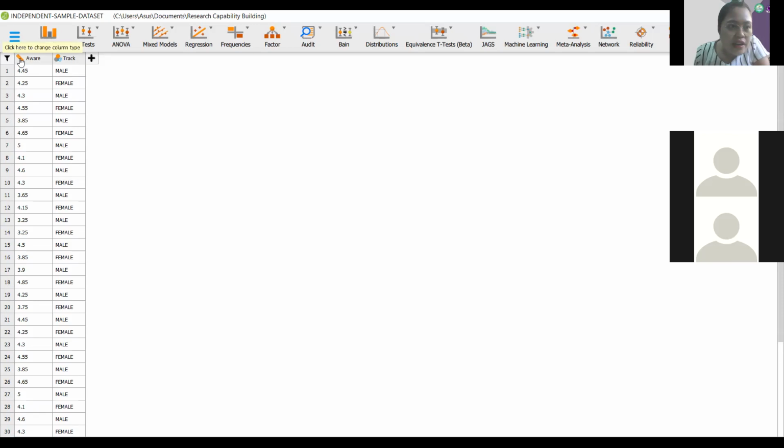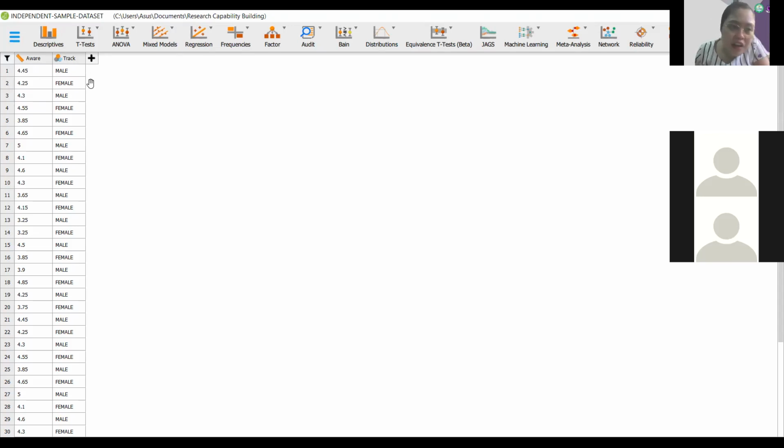Now, for awareness, click this one na parang ruler. You will see there the types of data. Yung parang ruler is the scale. And then yung parang graph, we have the ordinal. And then yung mga bilog-bilog, that's the nominal. So since these are the mean scores or mean level of awareness of each respondent, then we are going to use scale here. It will not be ordinal anymore.